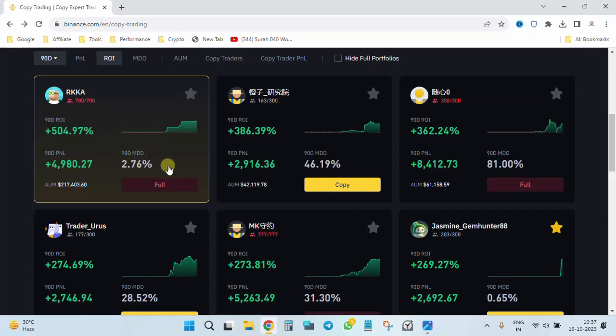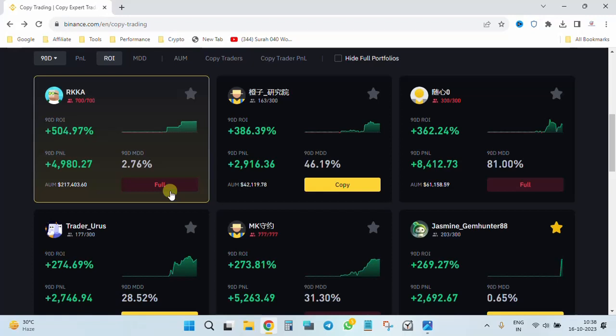Now for those of you who don't know what a maximum drawdown is, let's say this particular trader has made a 500% profit, and let's say they have a capital of $1,000 for calculation purposes, and they are allowing a maximum drawdown of 80%. That means up to 800 USDT will be at risk.